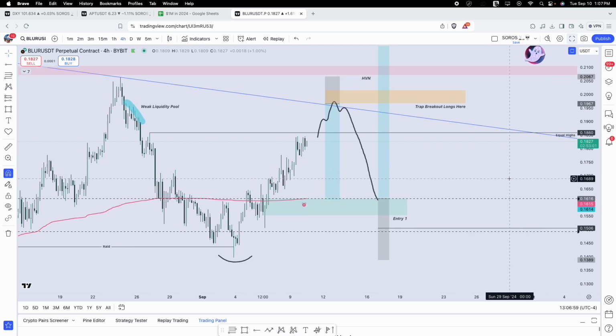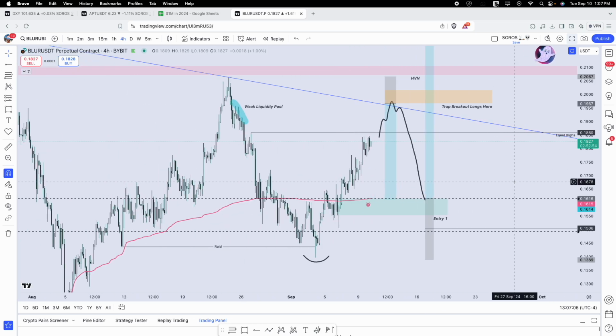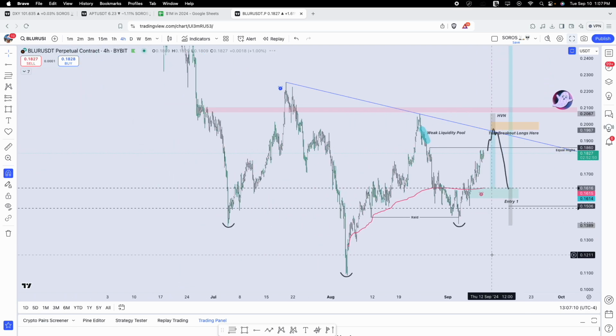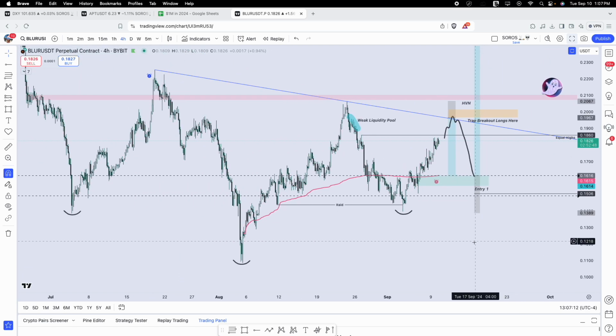Gonna do a quick analysis here of blur. This is gonna be a short setup. I'm gonna do a single pane setup, so within the context, meaning we're not gonna shift between different time frames or whatever. We're just gonna do it in one chart, one setup.